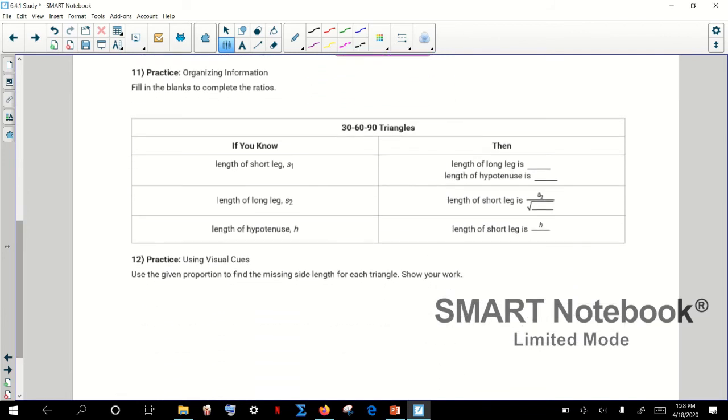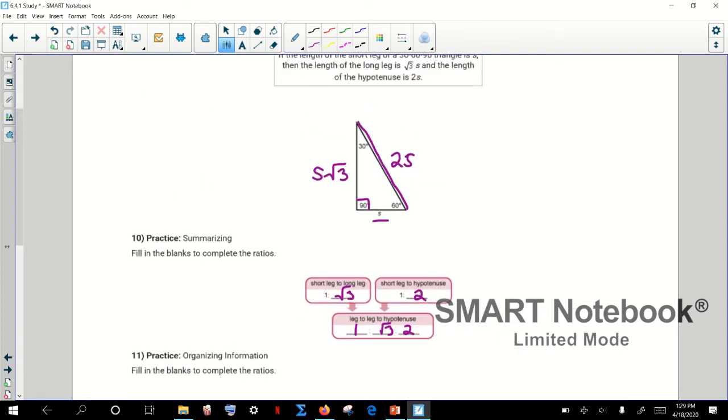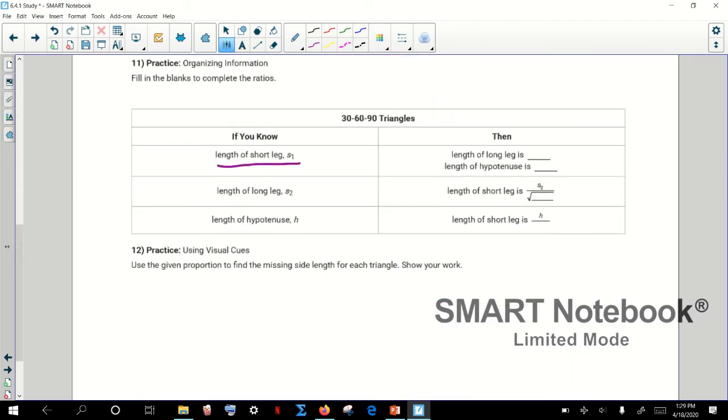So here's our table. This gives us strategies to help us solve problems. If we're given the length of the short leg, what's the length of the long leg? Let's go back up to our picture. We're given the short side and we want to find the long side. What do we multiply by? We multiply by square root of 3. Oops, that should be a 3. The length of the hypotenuse is whatever the short side is times 2. Perfect. So when you have the short side, that's actually the easiest situation.